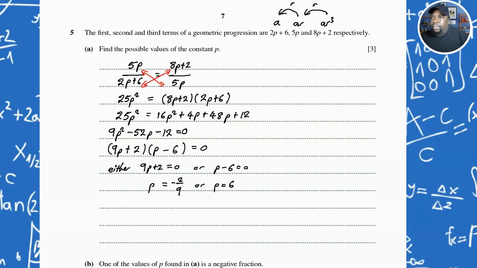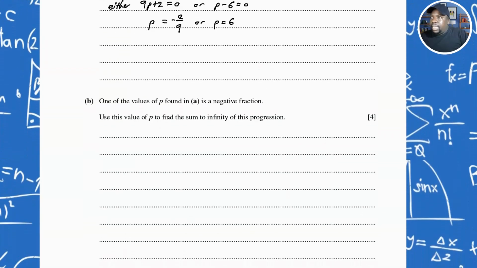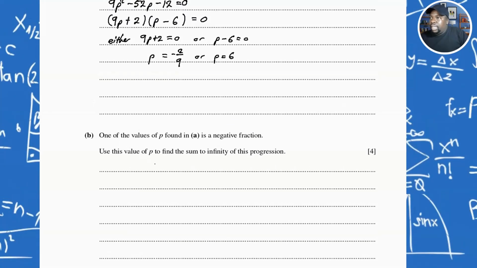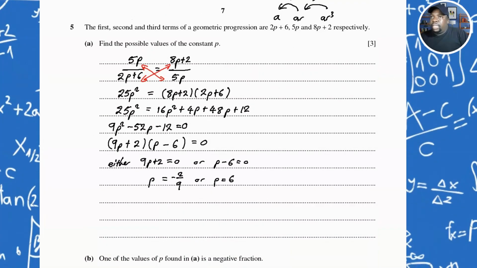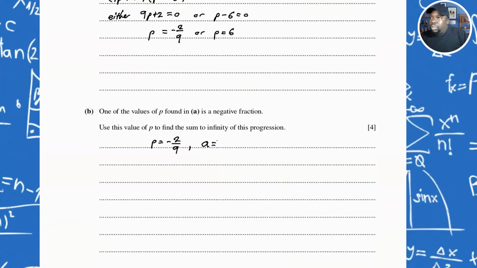All right. So that's how we do it right here. On part B, they say one of the values of p found in A is a negative fraction. So they're talking about p being equal to minus 2 over 9. And they say use this value of p to find the sum to infinity of this progression. All right. So p is minus 2 over 9. What is A, the first term? A is 2p plus 6. So it's 2 of minus 2 over 9 plus 6.